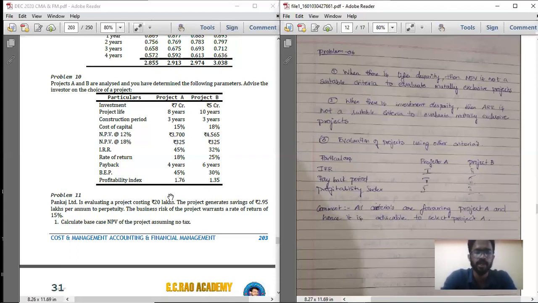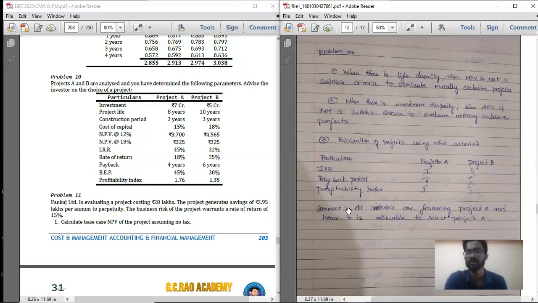So comparatively, project A has more profitability index. Whichever option has more profitability index is acceptable, because you are having more cash inflows compared to the cash outflows. What is the formula for profitability index? Present value of cash inflow divided by present value of cash outflow. Where the profitability index is more, that option is preferable. Here project A has more profitability index, so it is preferable.